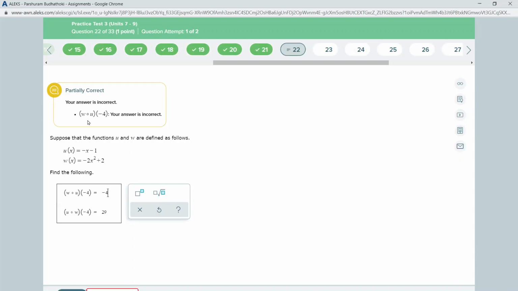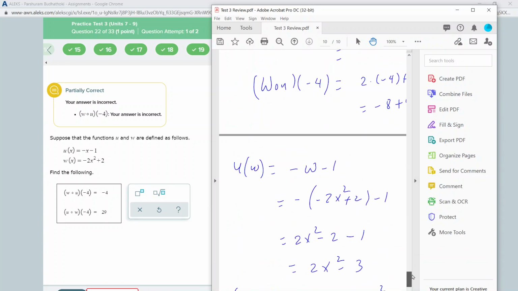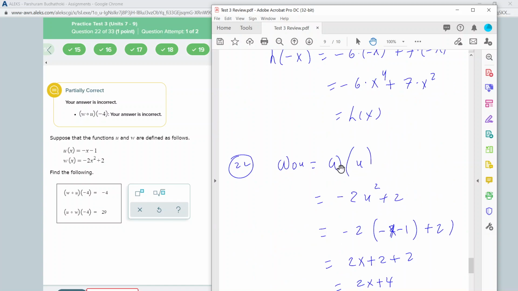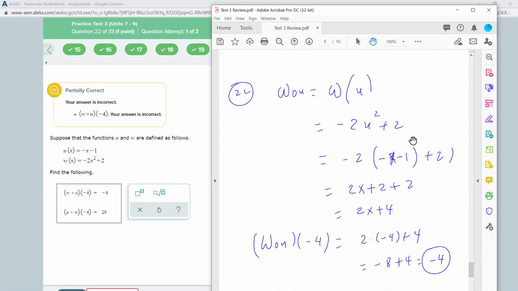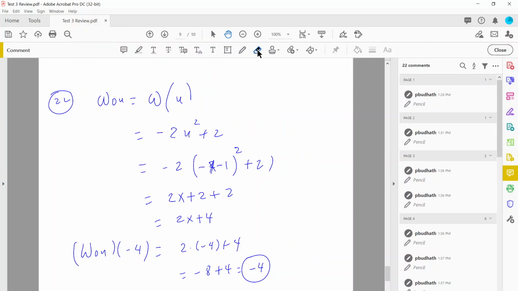Partially correct. So W composition of U at -4 is not right. So let me go back and check it. What's going on here? W composite U. So this is the problem. I plug U in W, which is -2 U square plus 2, and I put the value of, okay, I forgot to square this thing. You see here, there is a square and I forgot to put the square here. So it's supposed to be square. After square, let me just clean it. After cleaning, I'm going to find it again.